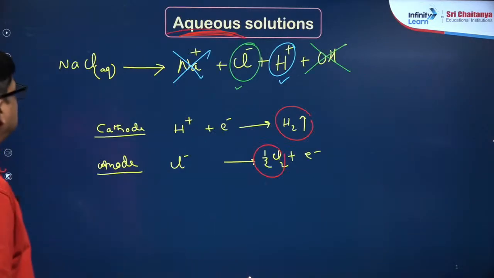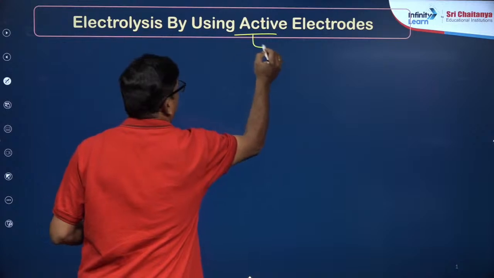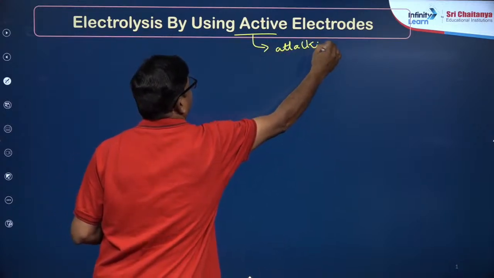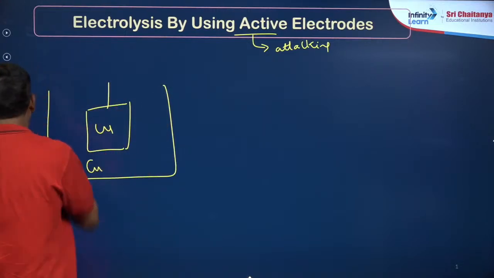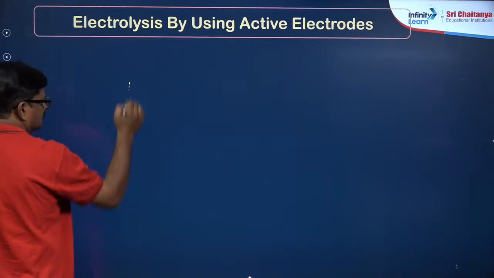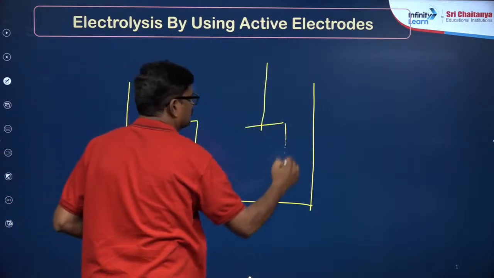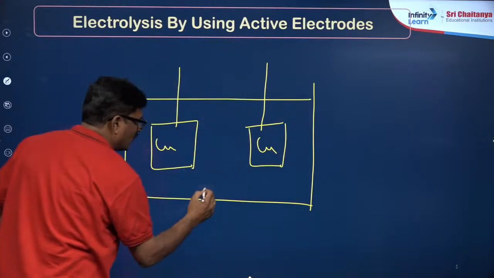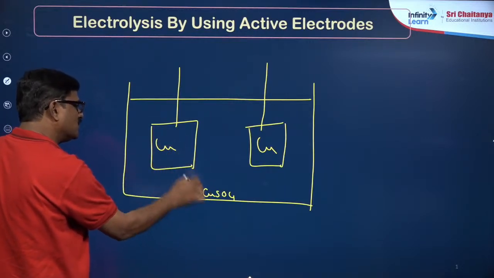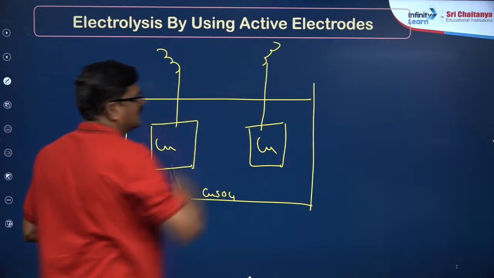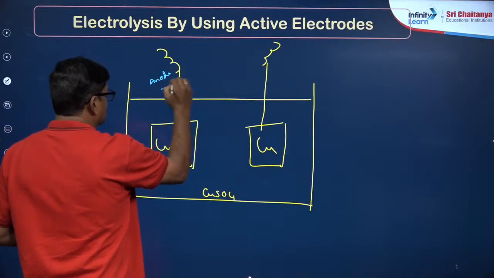So, talking about electrolysis using active electrodes. Active electrodes are also called attacking electrodes. You just see a copper metal is immersed in copper sulfate. So copper is deposited in copper sulfate, and these two are going to react. That is what you call attacking electrodes or active electrodes. In this, you have an anode and a cathode.